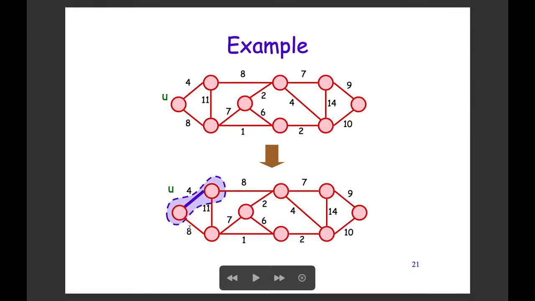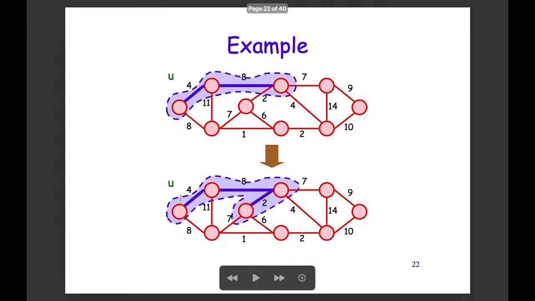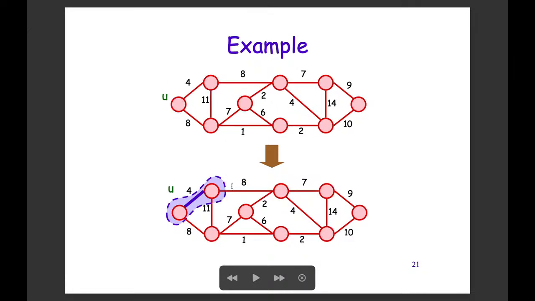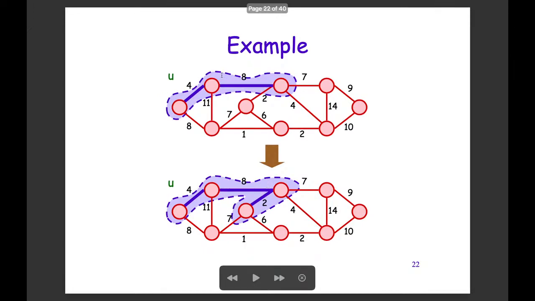And then we will select whichever is the smallest. I think this is the smallest one, right? So let's see. Oh no, this is smaller. Okay, so there are two 8s here. So let's say this 8 is smaller than this 8. So we will select this. After the selection, we will merge things together. So this is now the U that we have.